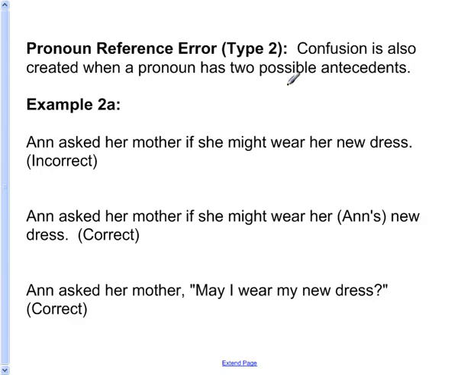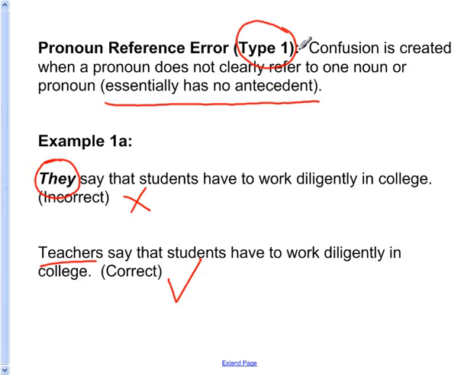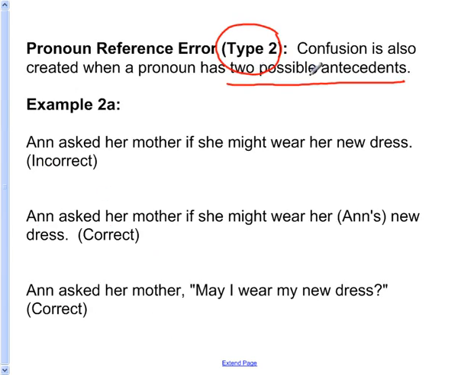The second pronoun reference type of error is type 2. Confusion is also created when a pronoun has two possible antecedents. If we look back to type 1, the problem was that there was no antecedent. But in type 2, there are two possible antecedents, so confusion results. Let's look at example 2a.